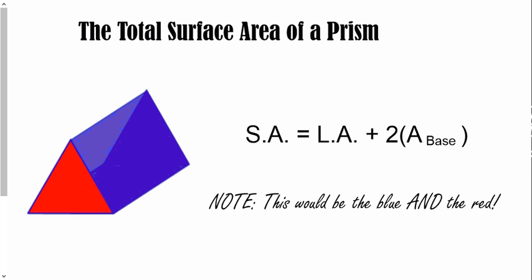So to find the total surface area, which is what this whole entire section's about, you take the lateral area plus 2 times the area of the base. Because the lateral area is the blue and you have 2 bases, so you want to make sure you include both of them. So if you find one base, you just times it by 2, add it to the whole lateral area, and you're done.